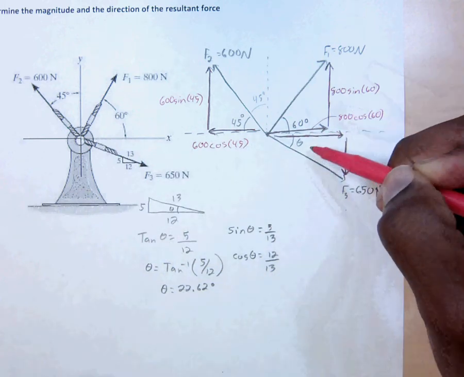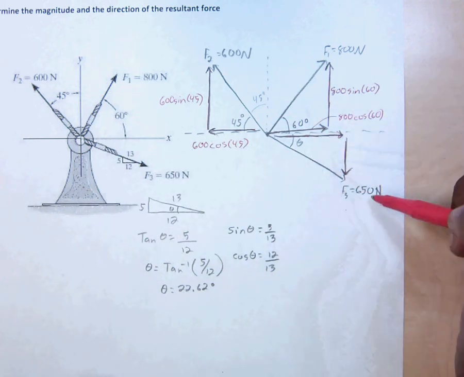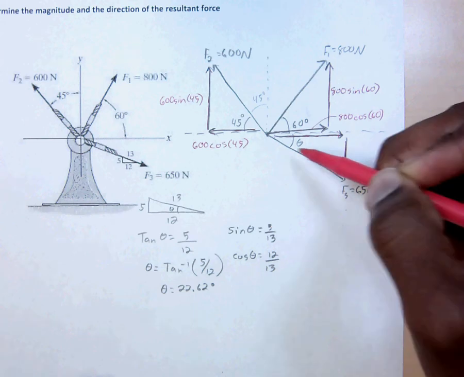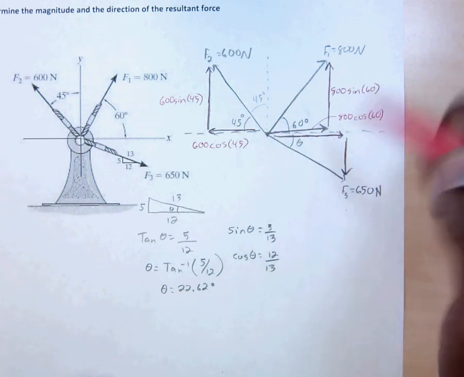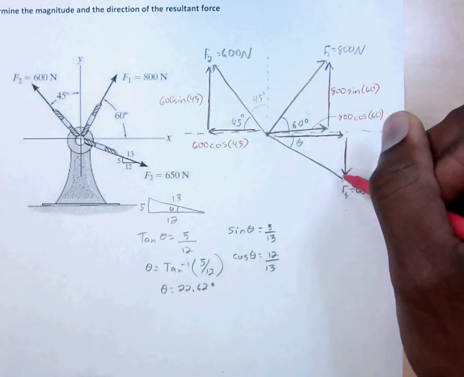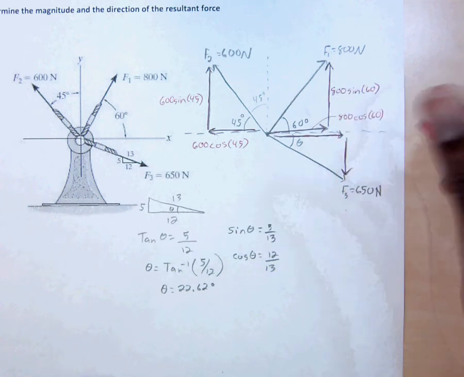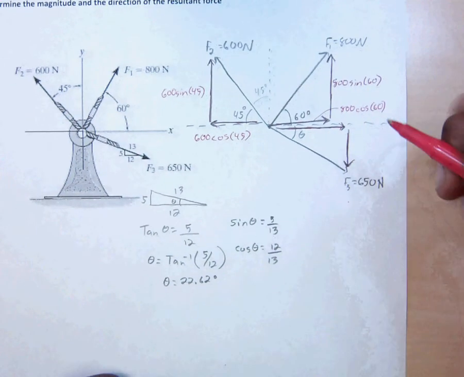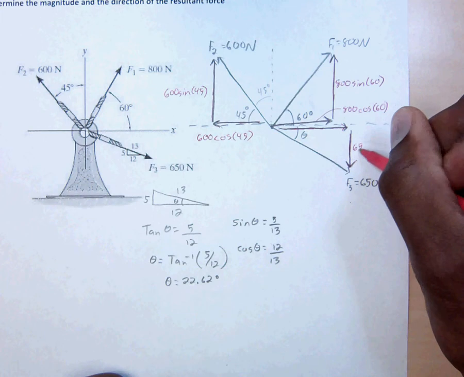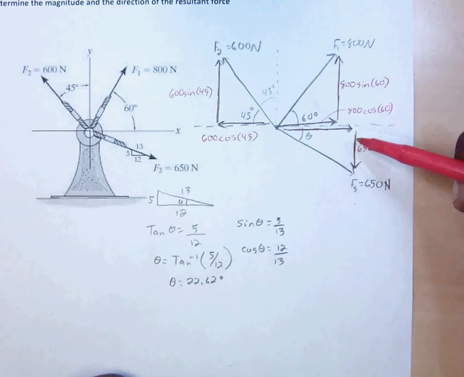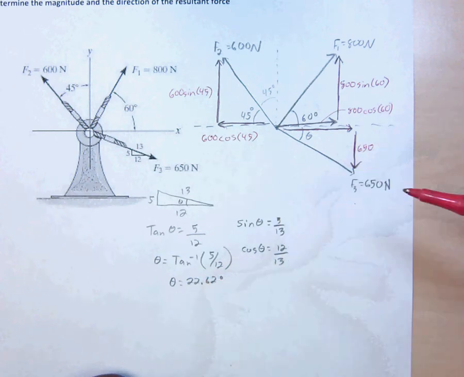Now, let's go ahead and identify our components for force number 3. So what we can do is do the same thing that we've been doing before. Start out with a magnitude, which is 650 newtons. We'll do that for the y component here. And so we have 650 newtons, okay? And what we could do is just multiply by the sine, which is the opposite of 22.62 degrees.